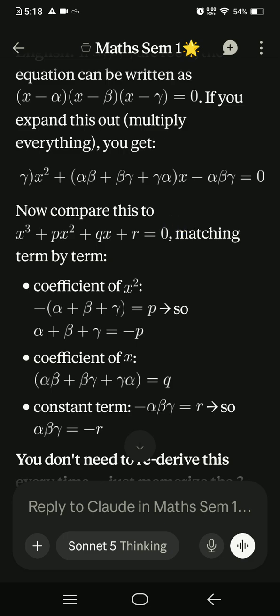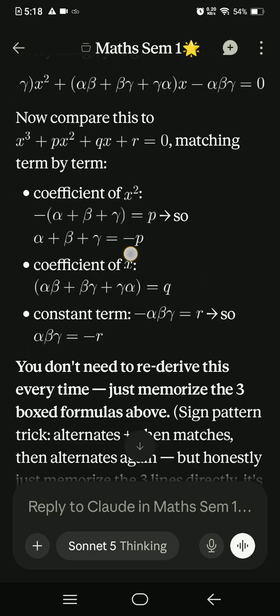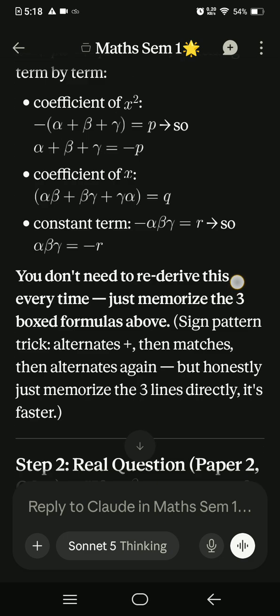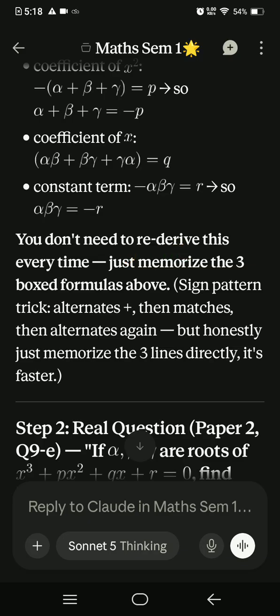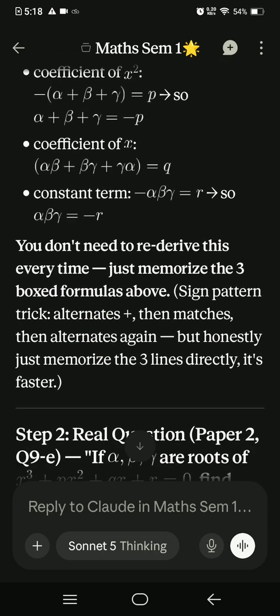Okay, compare this term by term. As you can see, they did it like this. You don't need to rederive this every time, just memorize the three boxed formulas above. For me it would be easier to derive anyway. So the sign pattern trick: alternates, plus then minus, then alternates again. But honestly, just memorize the three lines directly, it's faster.